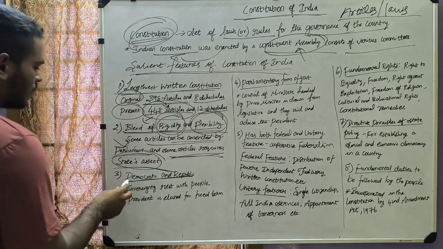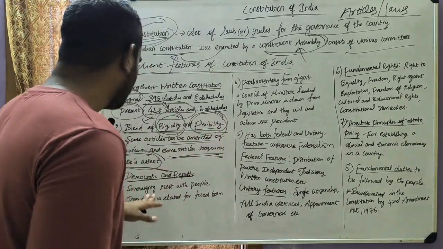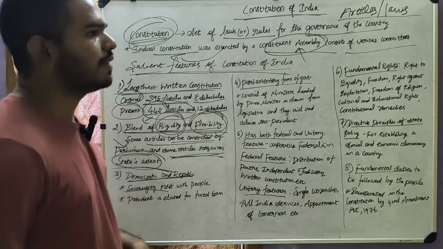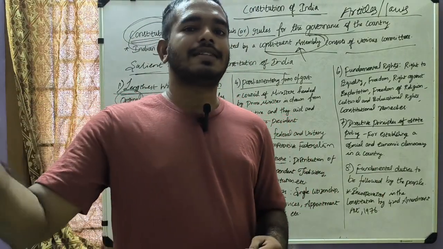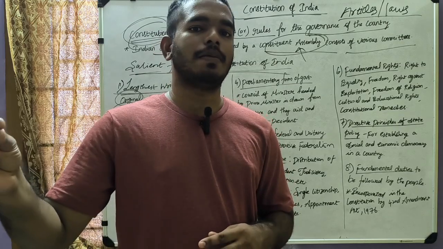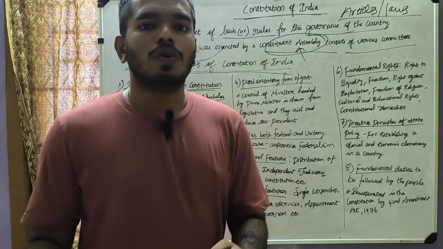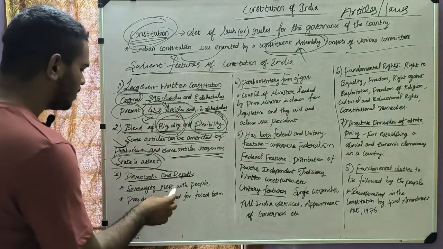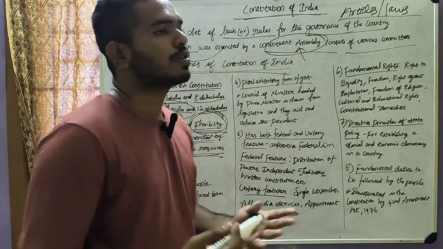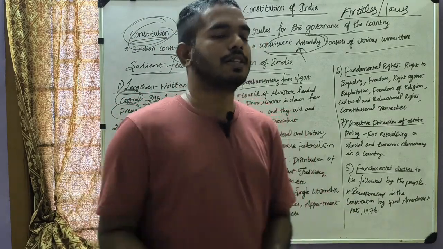So, the third feature of the Indian constitution is democratic and republic. Sovereignty rests with the people. In India, people elect the leaders, people elect the members of parliament, people elect the members of the legislative assembly. So the leaders are elected by the people. That is what is known as sovereignty resting with the people, also known as democratic. People elect the leader, and it is known as democratic.